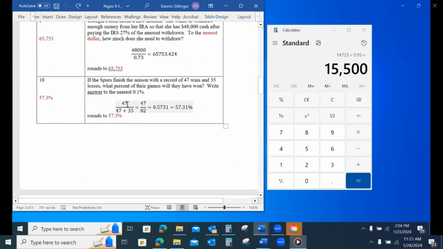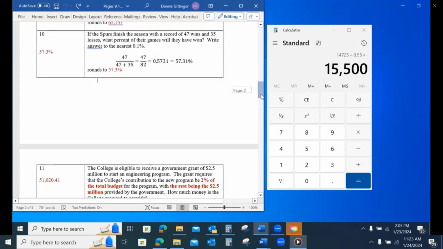All right, the Spurs win 47 and lose 35, and you want their winning percentage. You divide 47 by the total number of games, which is 47 plus 35, and you get 0.5731. Round it to the nearest 0.1%, means where the 3 is, 57.3. The 1 is not big enough. That's why you leave it at 57.3%. There are other similar problems coming up.